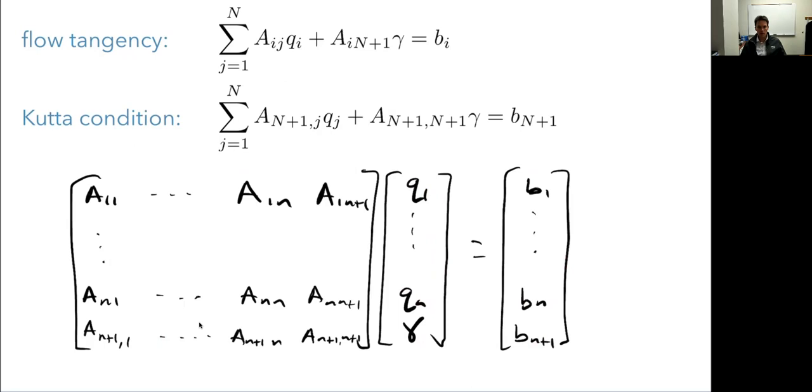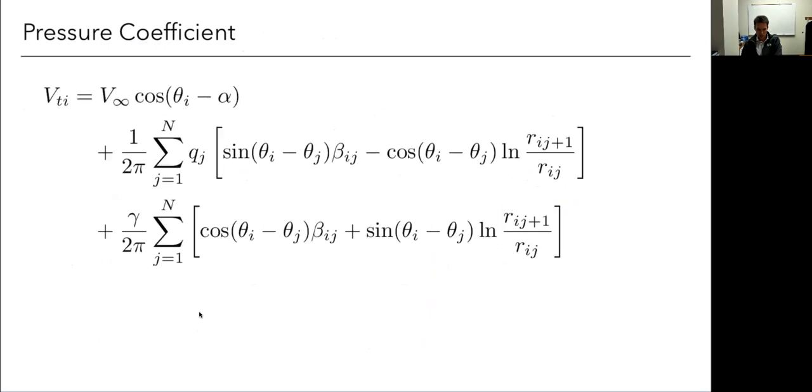So I know now the flow field around the airfoil. I could calculate velocities or pressures anywhere, but of general interest, we want the pressures on the body. We already know that the normal velocity is zero. To calculate the tangential velocity, we just do the same thing, right? We take the free stream component, source component, vortex component, but now these are known. The Qs are all known, gamma's all known. So this is just something we plug in and we get our pressure coefficient.